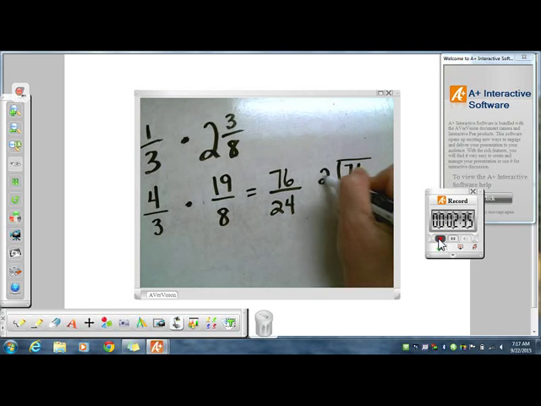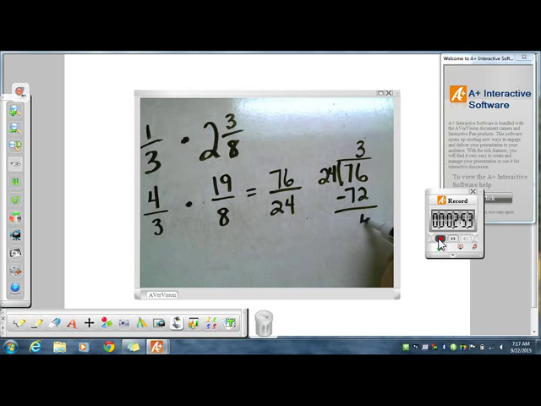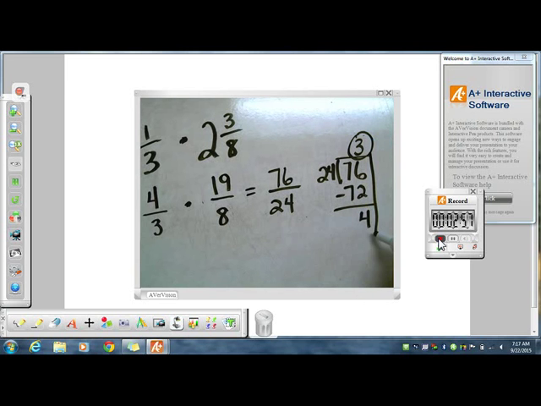76 divided by 24. Well, 24 is really close to 25, so if I had to estimate, 3/4 would go into 76 cents. So that's how I use that to estimate. So I'm going to say it's going to go in there 3 times, and 3 times 24 is 72. So when I subtract that, I have 4. So I have 3 and 4/24.